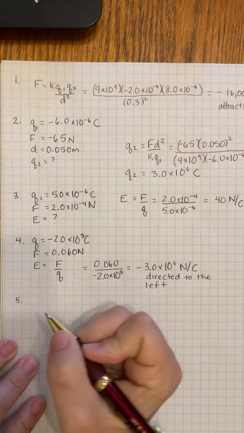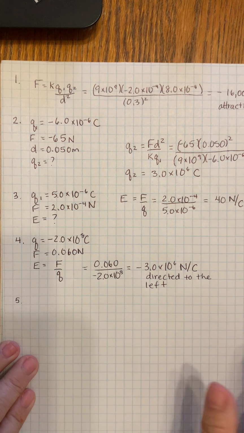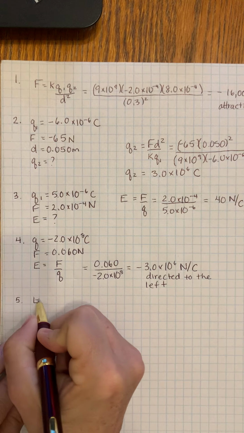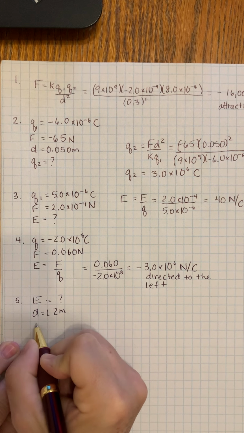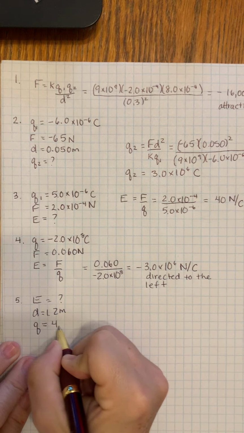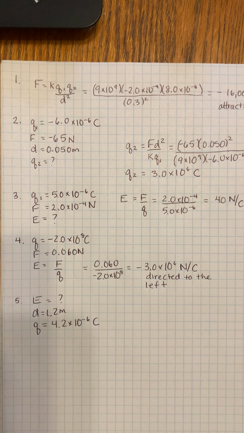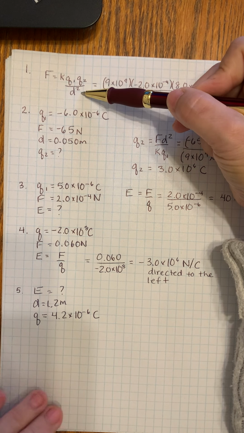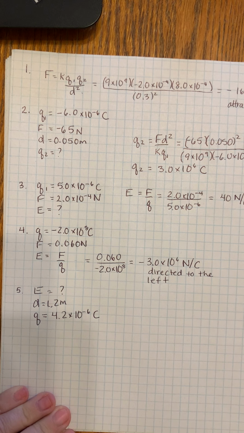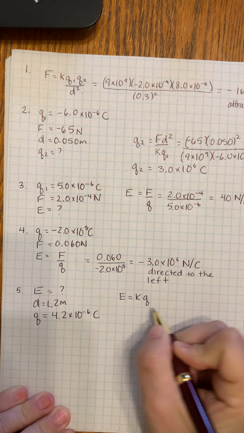All right, number 5. What is the magnitude of the electric field strength, so we're looking for E, at a position that is 1.2 meters from a charge of 4.2 times 10 to the negative 6 coulombs? All right, so we have another formula that we will use. It is a combination of this formula up here and this formula here. It will be E is equal to K Q divided by D squared.